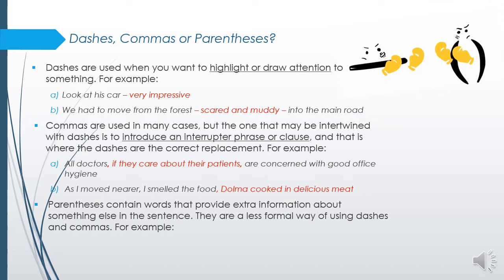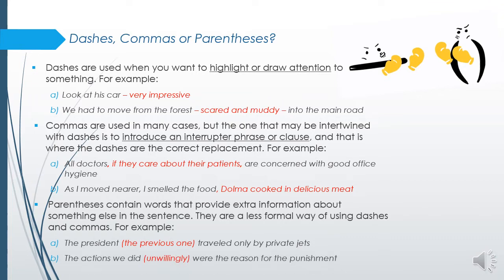Parentheses contain words that provide extra information about something else in the sentence. So they are more or less like dashes, but they are less formal than dashes or commas. For example: "The president (the previous one) traveled only by private jets." This is an informal way to say "the president, dash, the previous one, dash, traveled only by private jets."